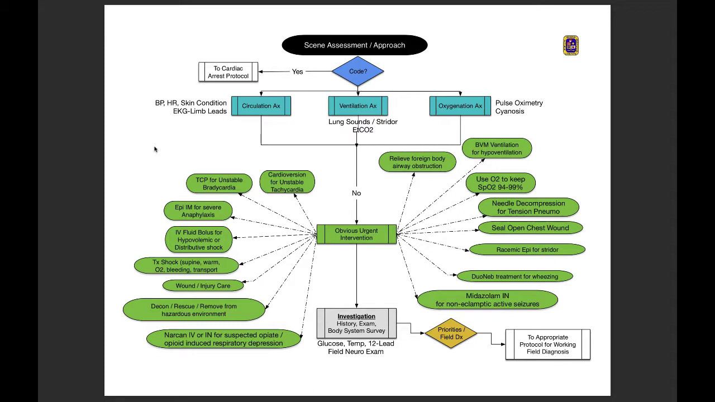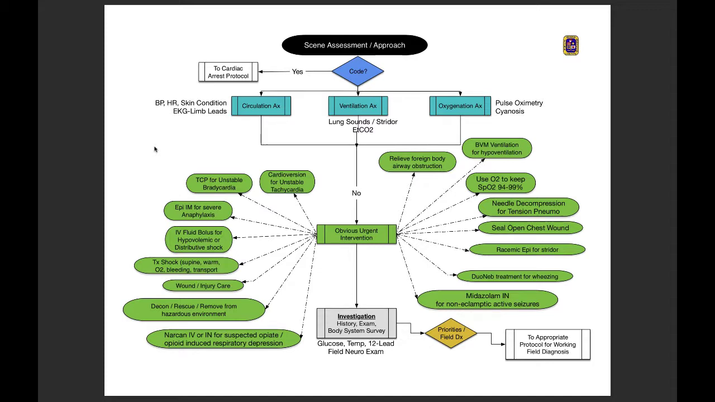We need to assess circulation through the use of BP, heart rate, skin condition, some cardiology, EKG stuff. We also need to assess ventilation. That may include lung sounds, a check for stridor, and capnography may be involved there. And we need to assess oxygenation with an assessment for cyanosis if it's present, and then pulse oximetry.